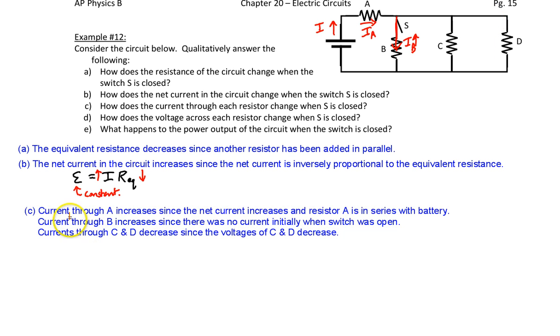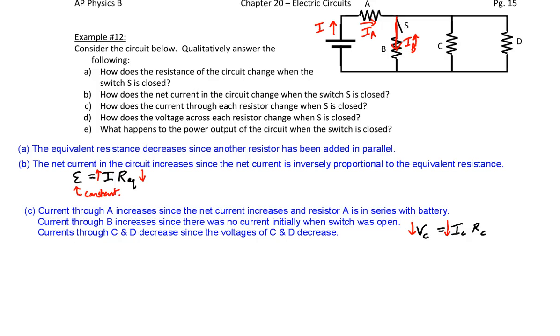So to summarize here, I have current A increases because that's the same as the total current, and that's gone up. Current B increases because initially there was no current and now there's current going through. And current C and D decrease because the voltages of C and D decrease. Think of it in terms of Ohm's law. The voltage of C equals the current through C times the resistance of C. And the resistance is remaining constant, and because the voltage across C and D both decrease, then the currents through C and D decrease.